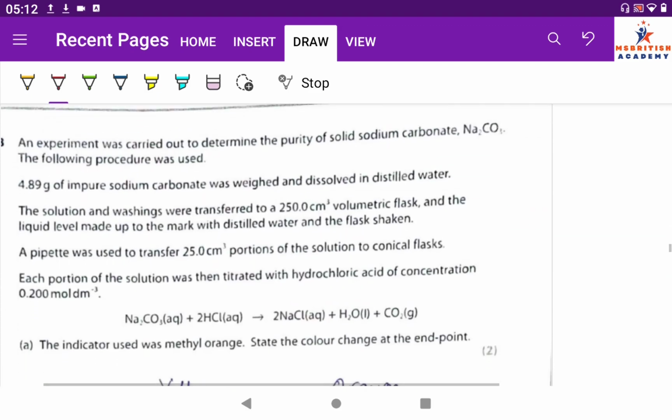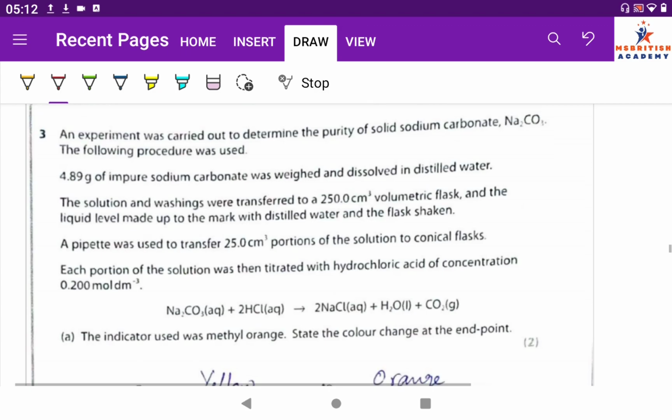Okay. Now the third question. An experiment was carried out to determine the purity of solid sodium carbonate. The following procedure was used. 4.89 grams of impure sodium carbonate was weighed and dissolved in distilled water. The solution and washings were transferred to a 250 centimeter cube volumetric flask, and the liquid level made up to the mark with distilled water and the flask shaken.